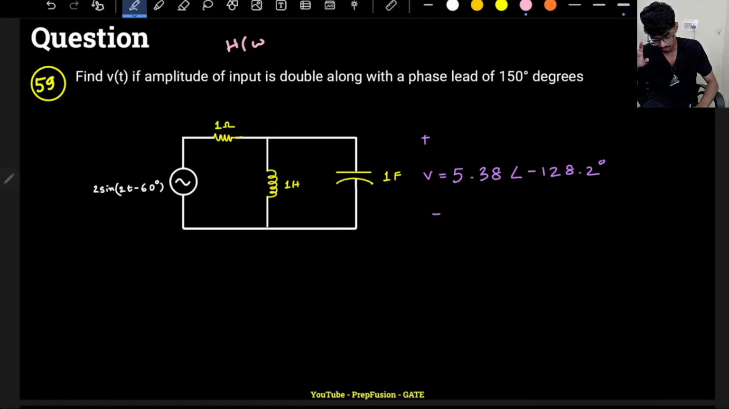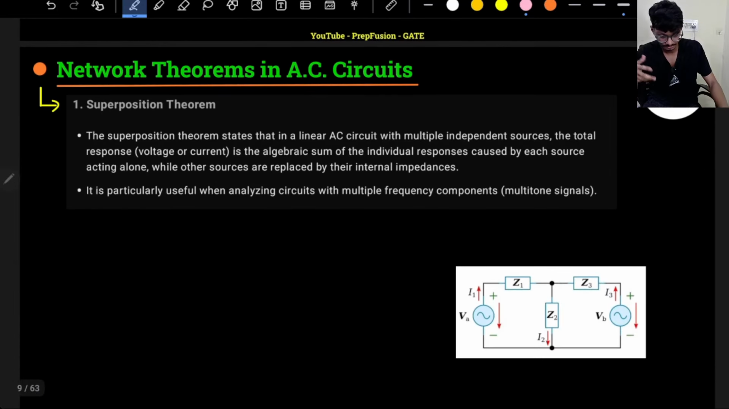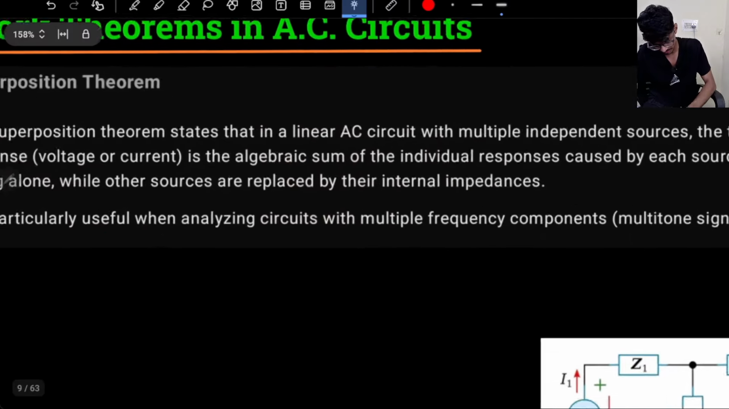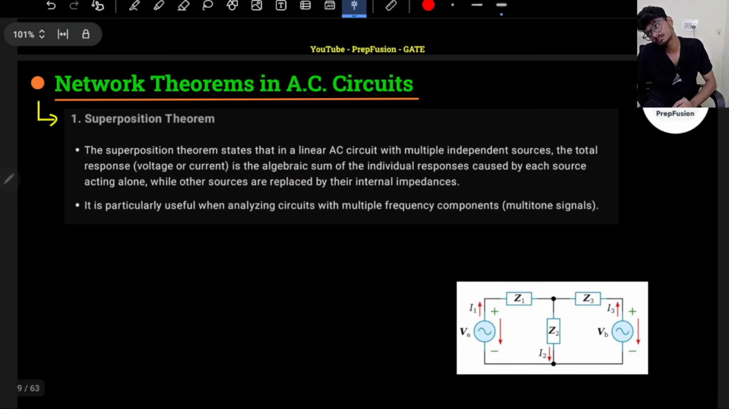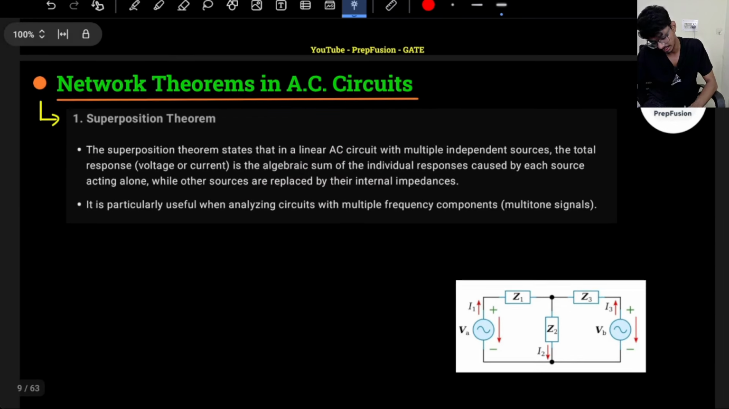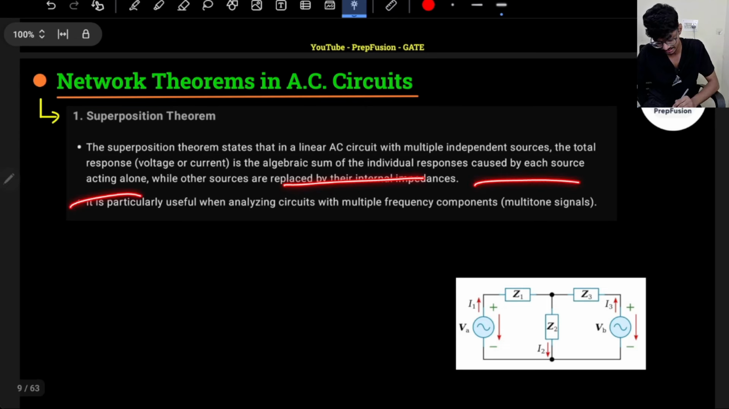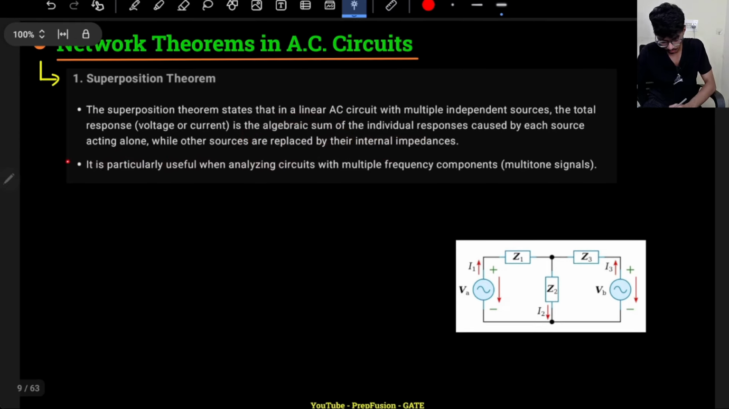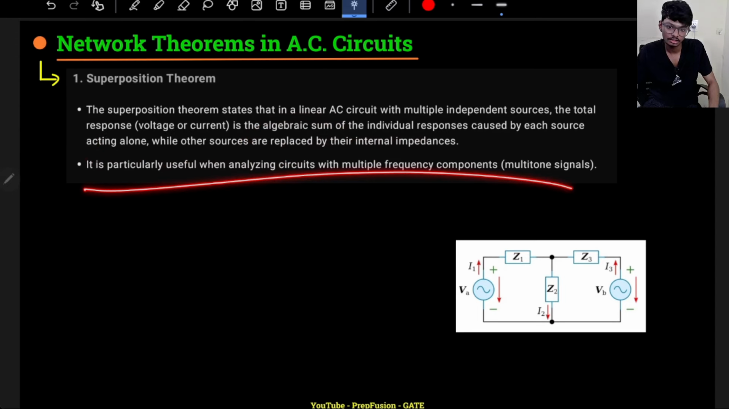Okay, now let's move on to the superposition theorem, what I was explaining. The superposition theorem states that in a linear AC circuit with multiple independent sources, the total response voltage or current will be the algebraic sum of all the responses. Actually this is not correct, it will be the phasor sum, right? Algebraic sum also you can say, caused by each source acting alone while the other source is replaced by its internal impedance. You already know, we can use it. It is mainly used for multi-tone signals.